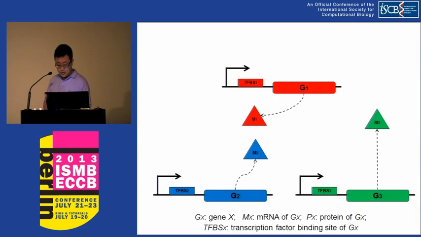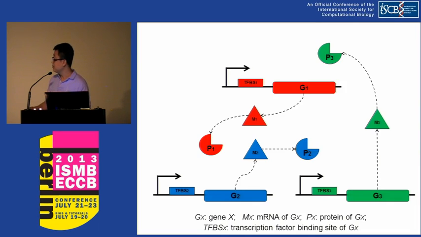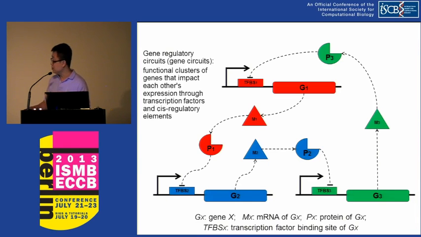The genes can be transcribed into mRNAs, which I denoted as M1, M2, and M3. And mRNAs can be further translated into proteins, P1, P2, P3 here. These proteins can serve as the transcription factors to regulate other genes' expression. So for example, in this example, protein 1 can repress gene 2, protein 2 can repress gene 3, and protein 3 can repress gene 1.